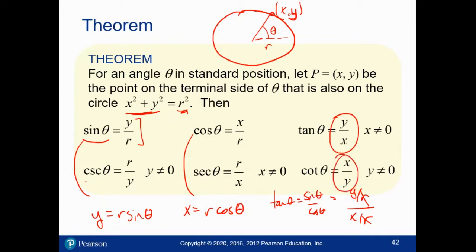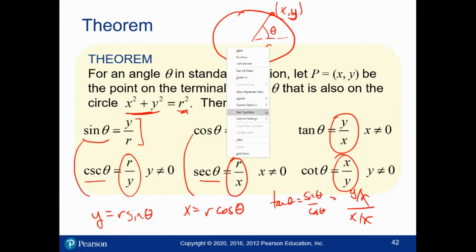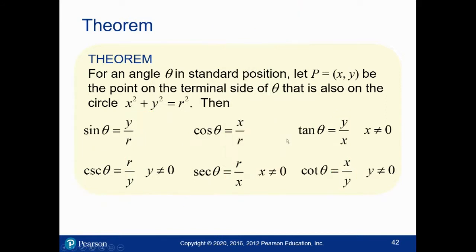Otherwise, cosecant is 1 over sine, so instead of y over r, you get r over y. Secant is 1 over cosine, so instead of x over r, you get r over x. In other words, if you're using a circle whose radius isn't 1, you can still work with these functions. You just have to remember to account for that radius.